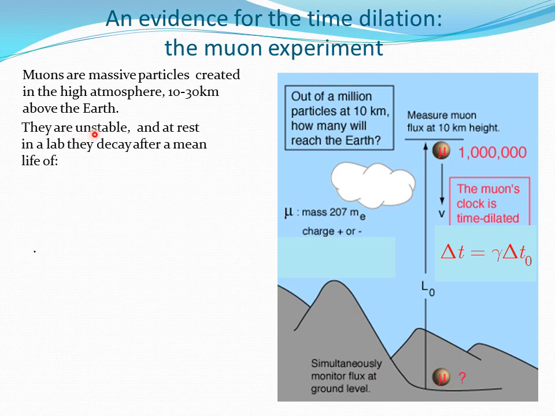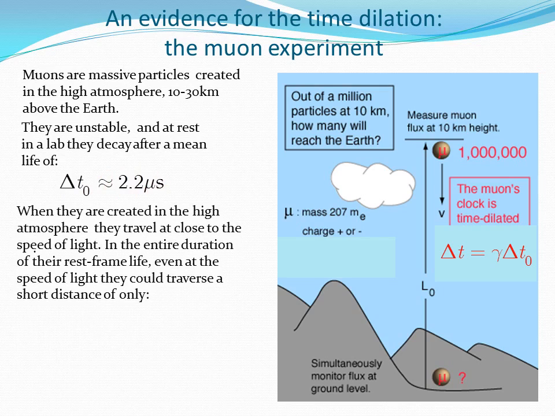Muons are unstable particles. This means that at rest in a laboratory they decay into other particles after a very short mean life of only 2.2 microseconds, namely 2.2 millionths of a second.